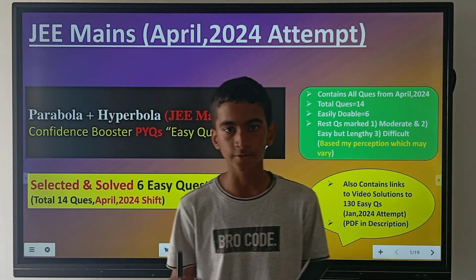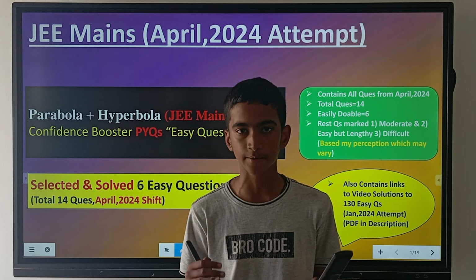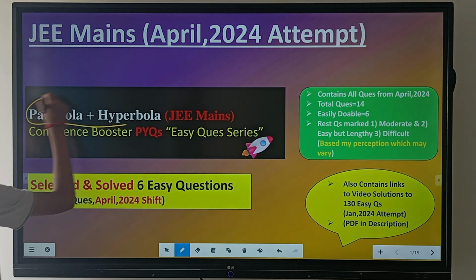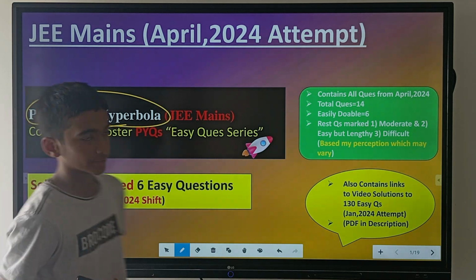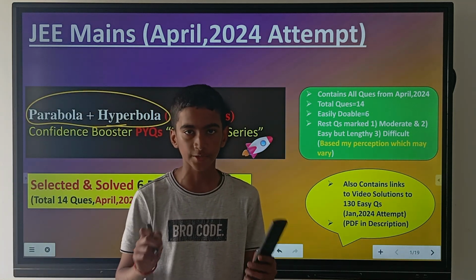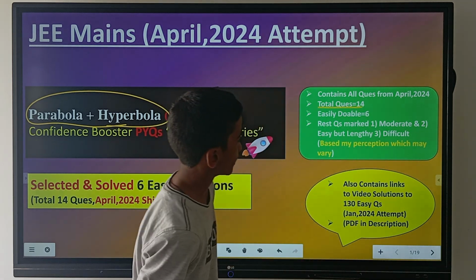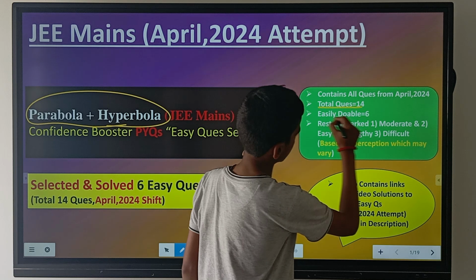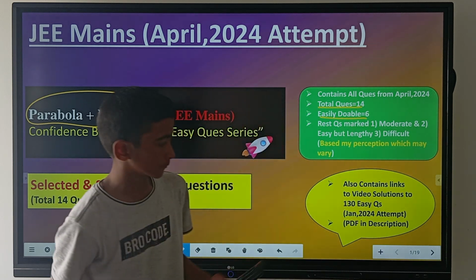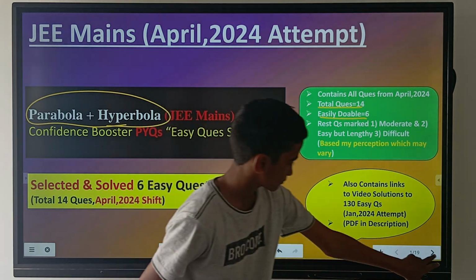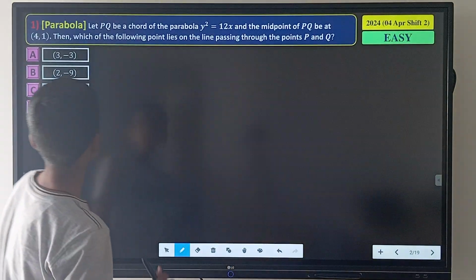Hi all. So today we are going to solve easily doable questions from parabola and hyperbola. In different shifts of the April 2024 attempt, we have 14 questions, out of which 6 are easily doable, which we are going to solve. So now let's start from our first question. Here is our first question now.